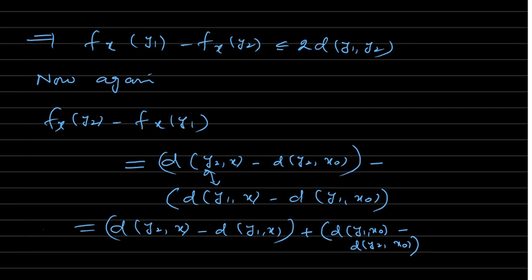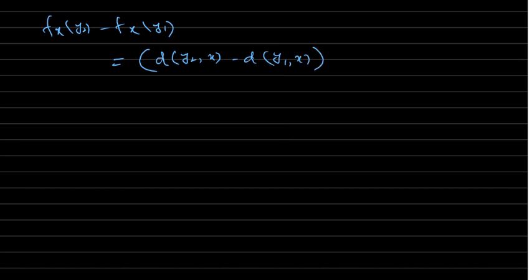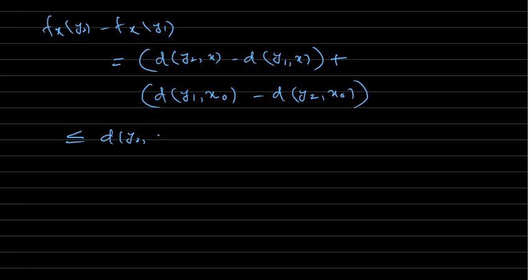तो हमें ये मिला है. मैं इसको next page पर लिख देता हूँ. fx y2 minus fx y1 is equal to dy2x minus dy1x, then plus dy1x0 minus dy2x0. ये हमें मिला. तो again you can apply triangle inequality. So x is the common point. It's less or equal to dy2y1 plus dy1y2 and that's equal to twice dy1y2. तो ये आपको मिल गया.